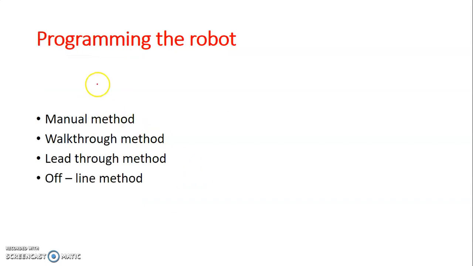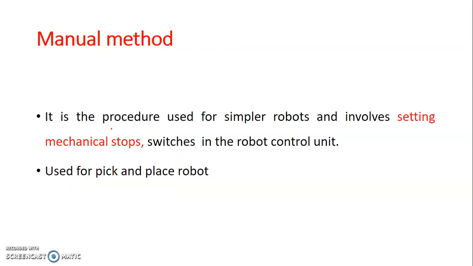So next one, programming the robot. How to do the programming of a robot? What are the different methods of programming? The first method is called the manual method of programming. The second one is called the walkthrough method of programming, then the lead through method of programming, and the last one is called the offline method of programming. So there are four different methods used to program the robot to do a particular task. We'll understand one by one, starting with the manual method of programming.